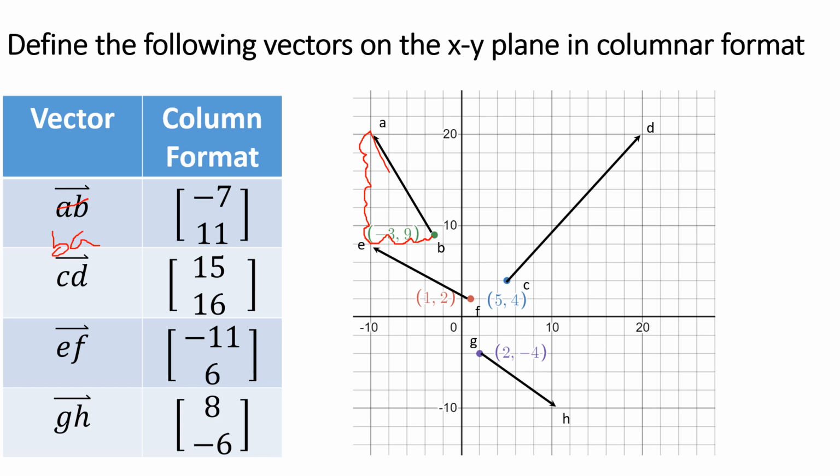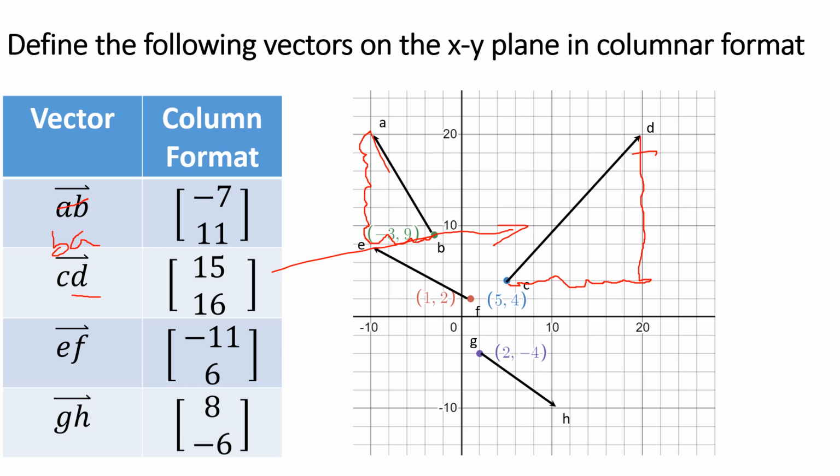CD, let's see, it ends on D. So it's CD, there's vector CD, and the head is on D. So that's 1 right here. 1, 3, 5, 7, 9, 11, 13, 15. And then it's 2, 4, 6, 8, 10, 12, 14, 16 up. So that's vector CD right there.